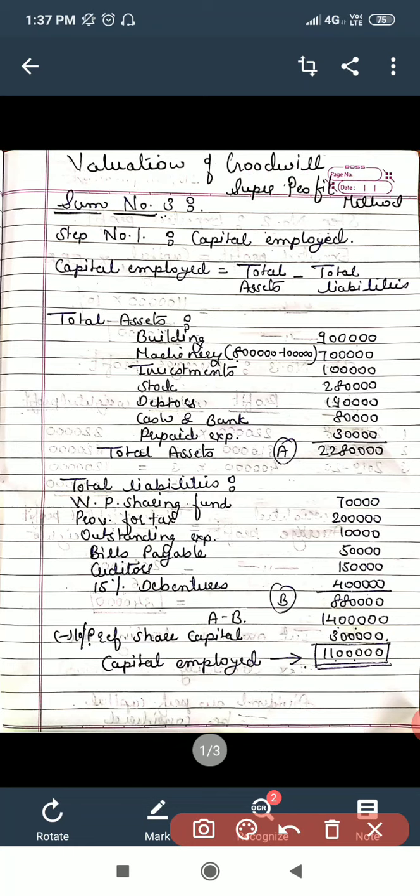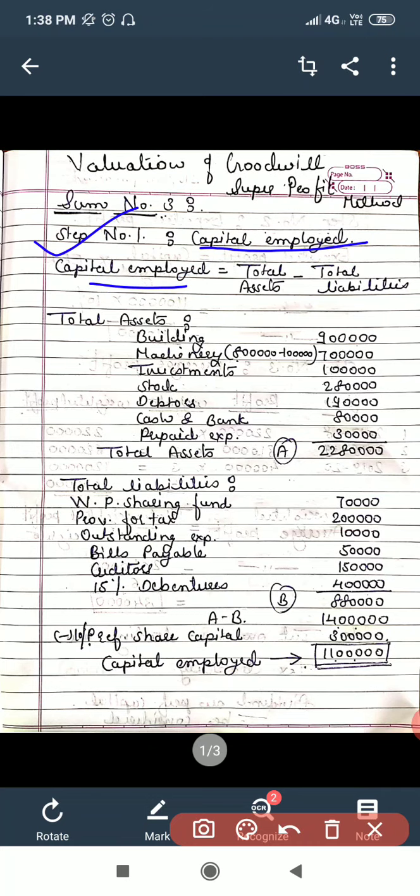Step number 1, capital employed. Step number 2, expected profit. 3, average profit. 4, super profit. And 5, finally, the valuation of goodwill, that is goodwill calculation. Let us start with step number 1, which is the capital employed.